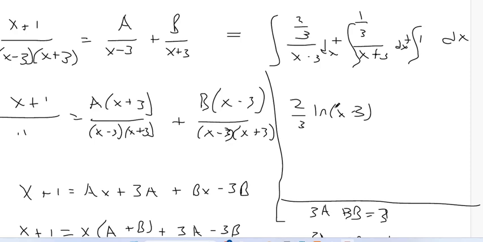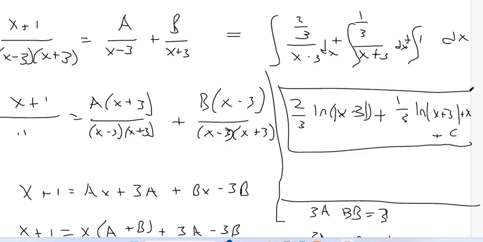And we should have absolute values because x could be negative there. You can't have a negative value in a logarithm. So same thing here, it's 1/3 natural log of the absolute value of x plus 3, and then this is plus x, the integral of 1, and then plus some constant c. And now we're finally done.